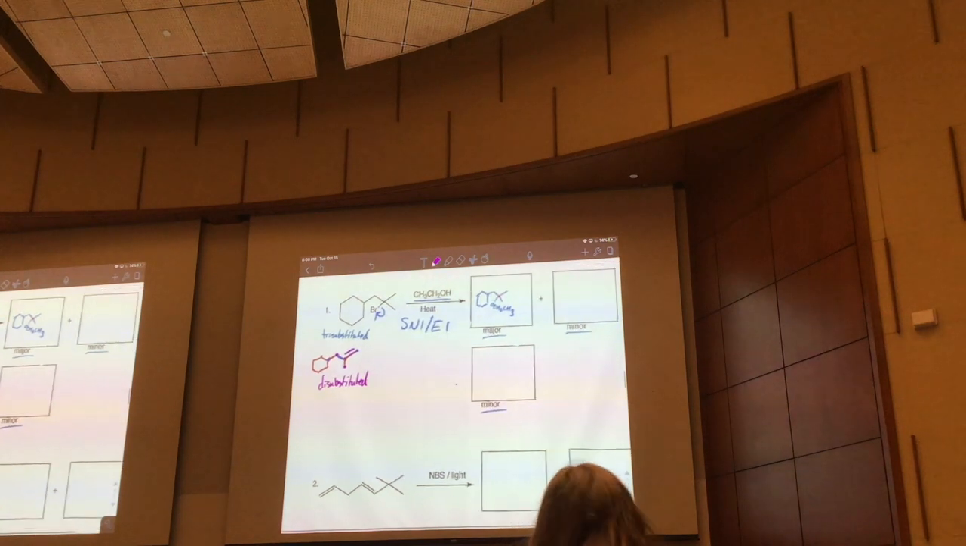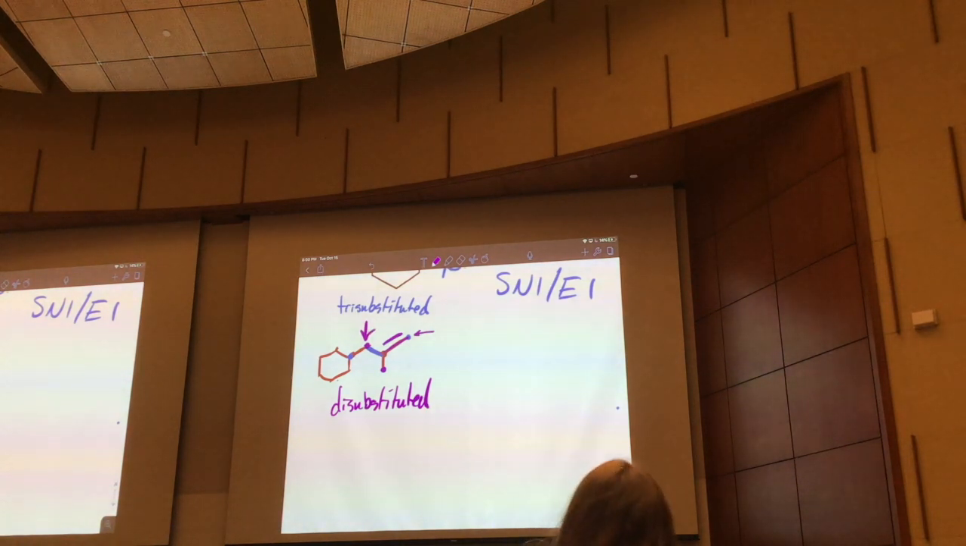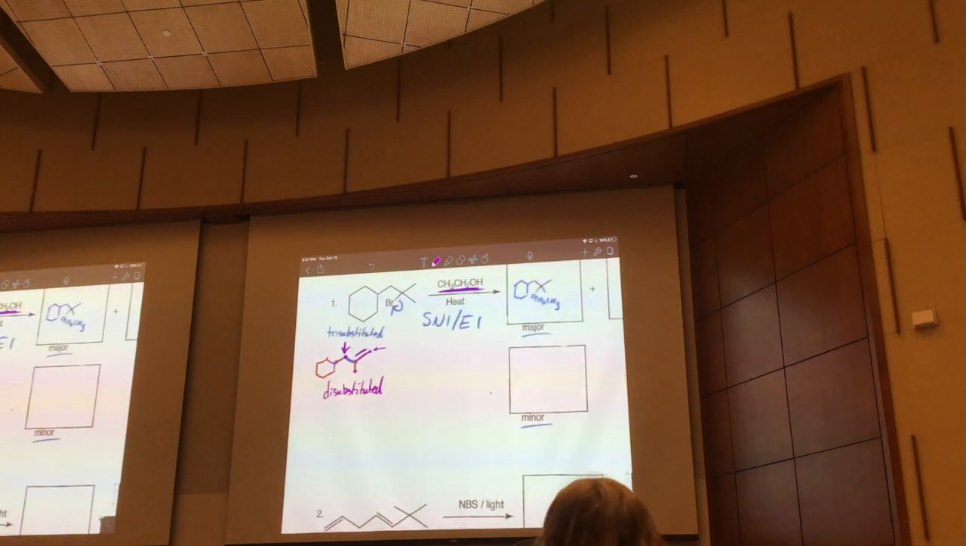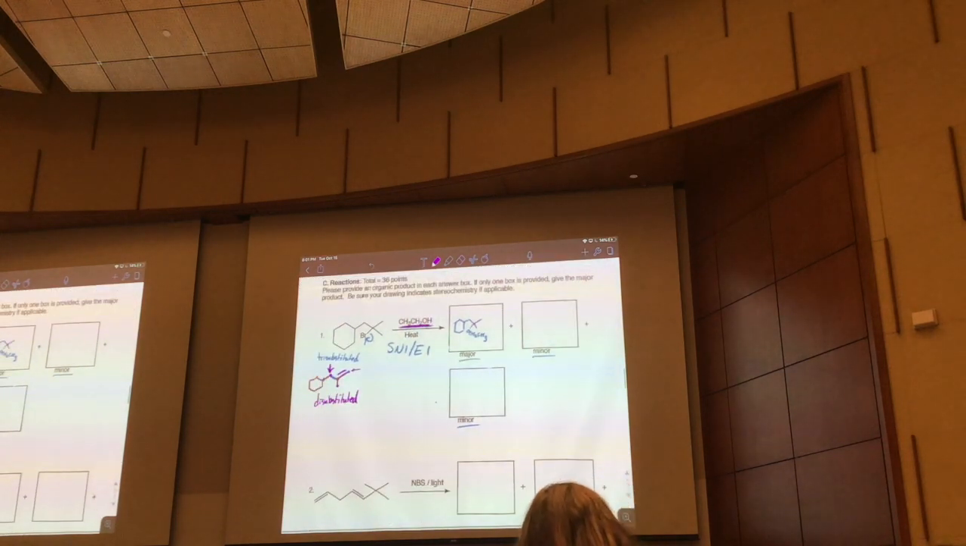In this case, we can because our base isn't very bulky. It's small enough that it can get in here and abstract a proton from the secondary carbon. It doesn't need to resort to this carbon way out here because it's too bulky or something. It just goes straight for the best one because it's small enough, it isn't sterically hindered enough to make that impossible. So our major product is going to be the more stable double bond out of the two.